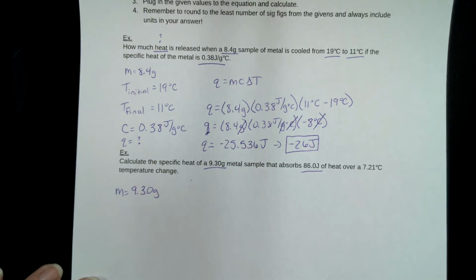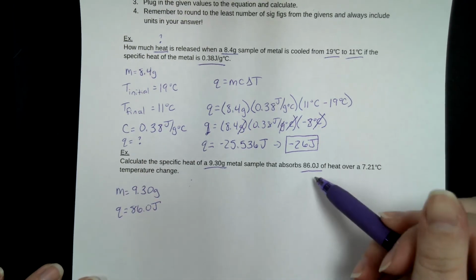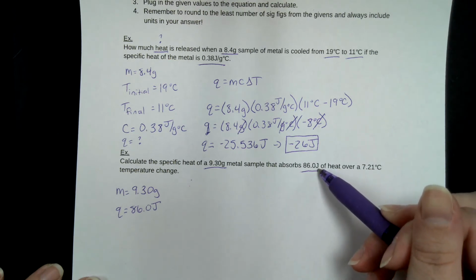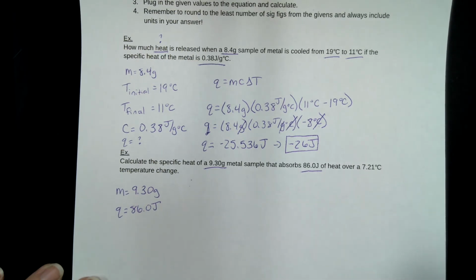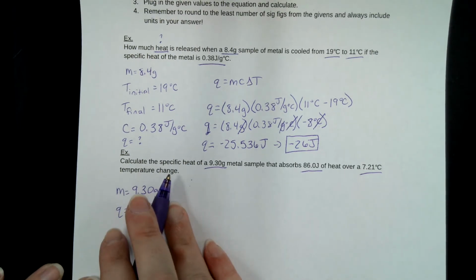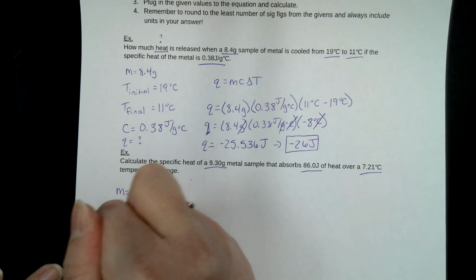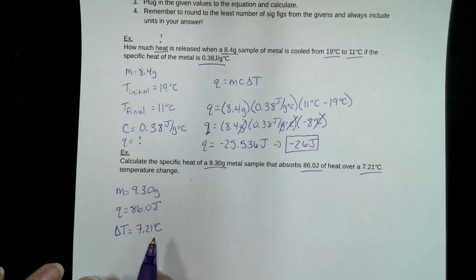The next value is heat, which is Q, 86.0 joules. Now I'm told that this is heat, but even if I wasn't, the fact that the unit is just joules would give it away because Q, or heat, has units of joules. And then I'm given a temperature, but I'm only given one, and I'm told that this is the temperature change. So if I'm only given one temperature, that means that I am given delta T itself. I am given the change. So then delta T has already been calculated for me and is 7.21 degrees Celsius.